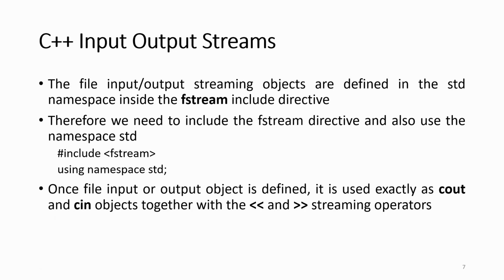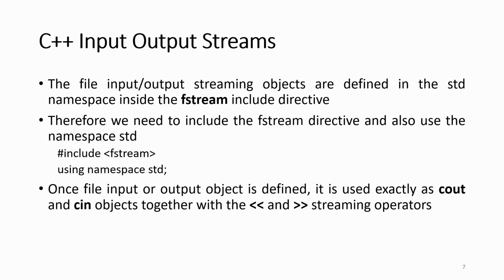The file input output streaming objects are defined in the standard namespace inside the fstream include directive. So we can use either fstream, which can be used for both input and output, or you can use ifstream, which is for input, or ofstream, which is solely for output. Therefore, we need to include the fstream directive and also use the namespace standard.